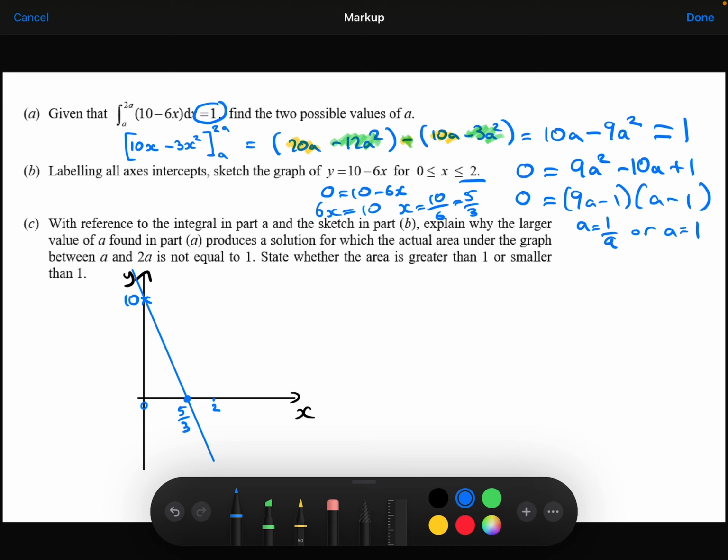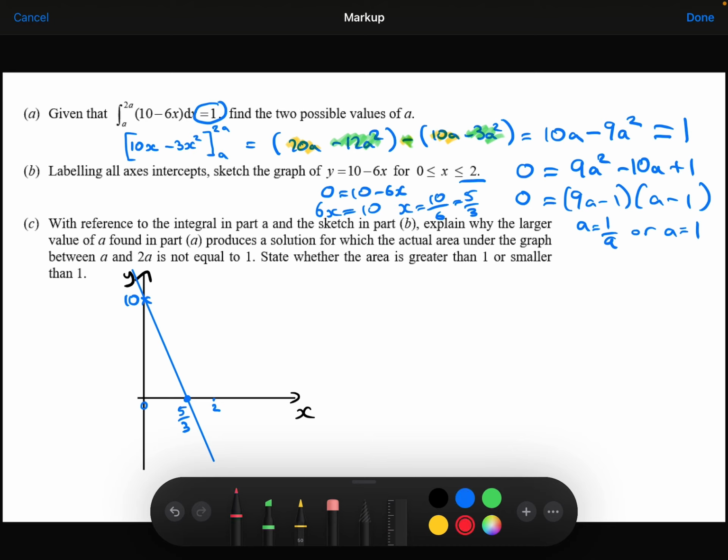Part C of the question. With reference to the integral in part A and the sketch in part B, explain why the larger value found in part A produces a solution for which the actual area under the graph between a and 2a is not equal to 1. State whether the area is greater than 1 or smaller than 1.